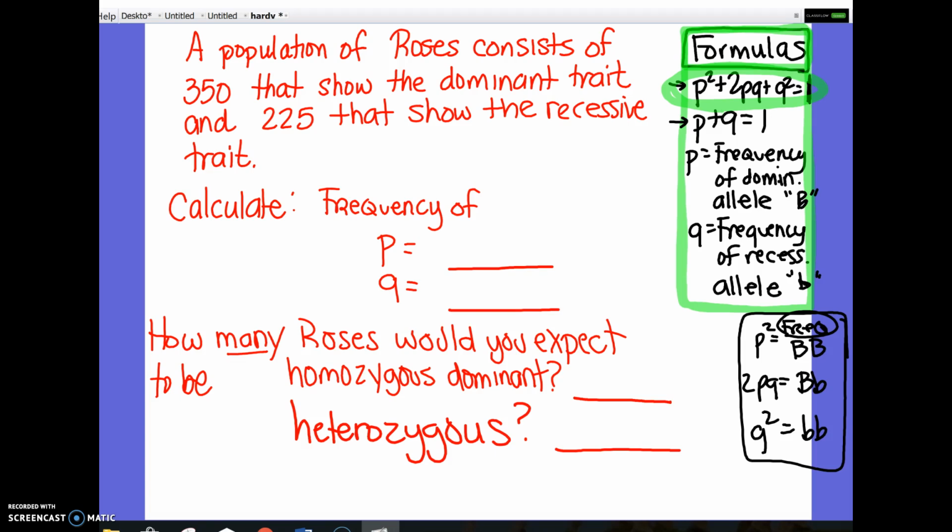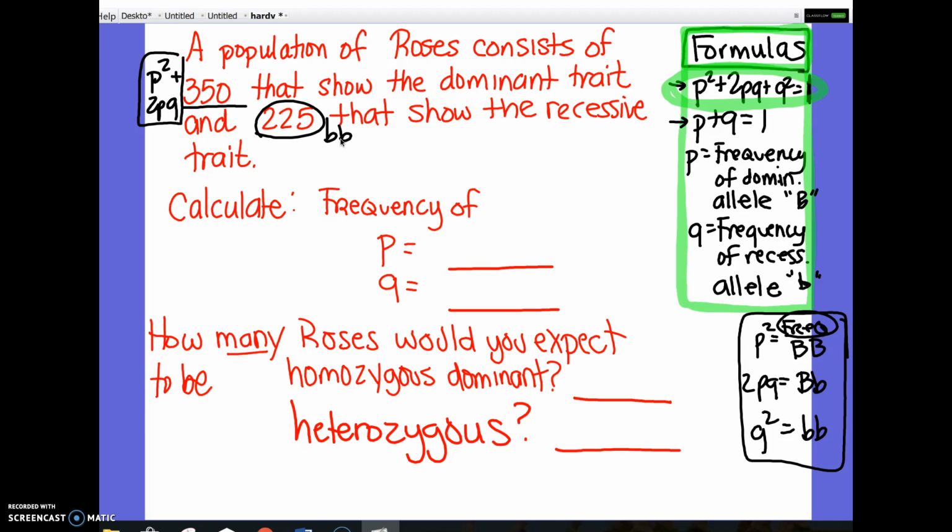Okay, so that taken care of, here's the first thing you need to know. Since 350 show the dominant trait, that does not help us, because that would include p squared, all the homozygous dominant, and all the heterozygous. So we cannot use that information because that 350 represents two things. But 225 show the recessive trait. That's little b, little b. So from that 225, we can get q squared.